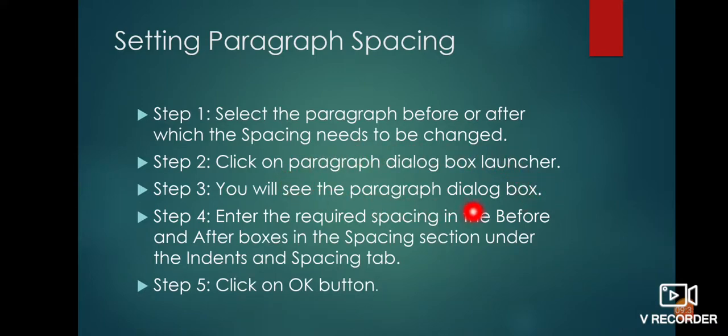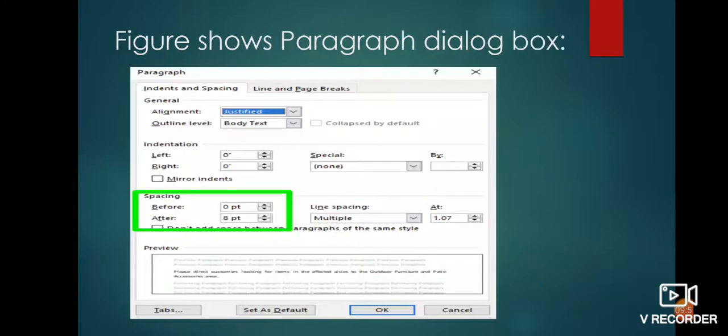Then this paragraph dialog box will appear. Under this, you have to click on indents and spacing tab. Enter the required spacing in the before and after boxes of spacing section under indent and spacing tab. After this, click on OK button. The specified thing will be applied to your paragraphs. Let's see how it can be done.